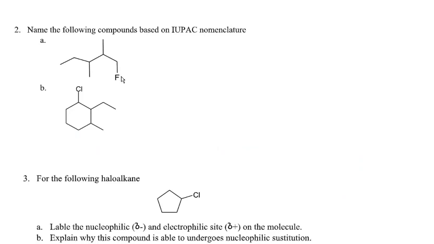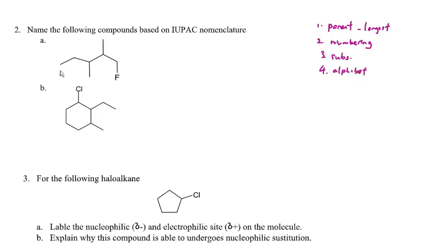Alright, for the second question, name the following compound based on IUPAC nomenclature. Remember what we have discussed before. First, you have to find the parent, which is the longest parent chain. Second, we need to put down our numbering so that we get the lowest possible set of numbers. Third, identify how many substituents there are. Last but not least, we arrange them following the alphabet.